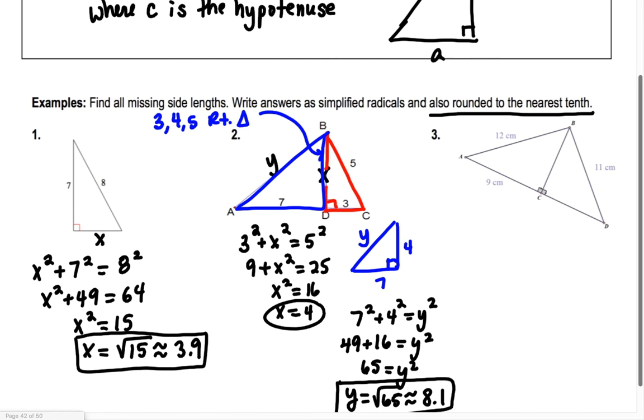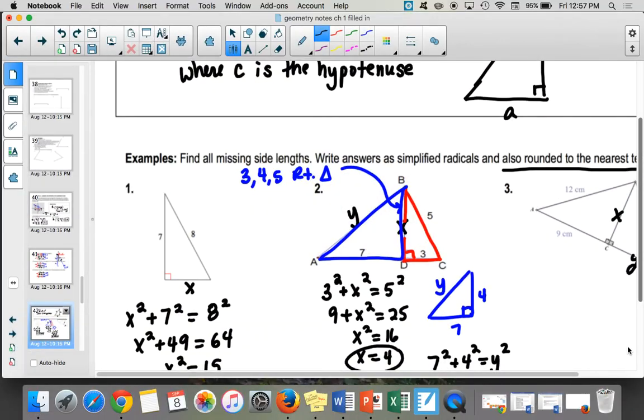All right, so you guys try this next one. The first thing you need to find, do you guys see what segment you need to find first? The BC, so we'll call that x. And then once you find that, you can find the length CD. So go ahead and try to do that.